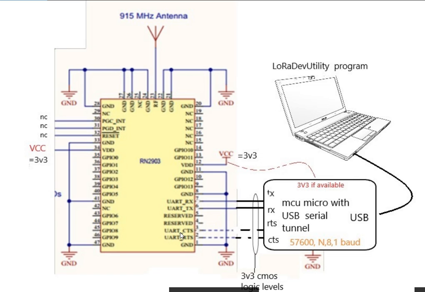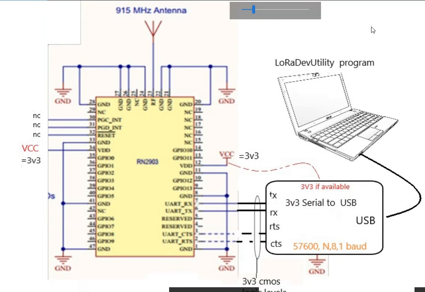And you can see the RN2903 is powered by 3 volts, not 5 volts, 3 volts, and also the TX and RX signals must be 3.3 volts CMOS logic levels. So you can either use a micro, or you can also use a 3 volt USB serial to USB cable, exactly the same, 57600 baud, no parity, 8 data bits, 1 stop bit, a USB to serial cable.